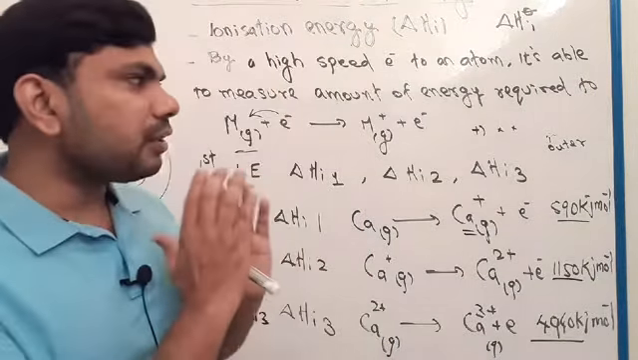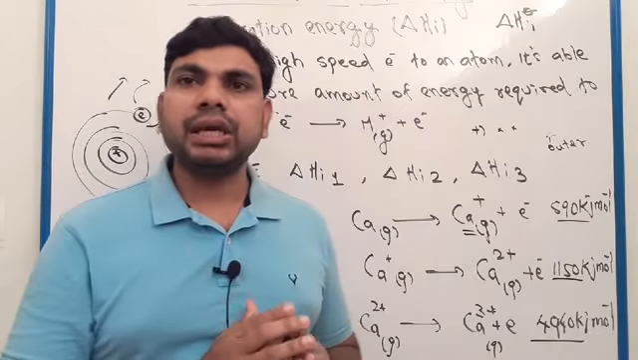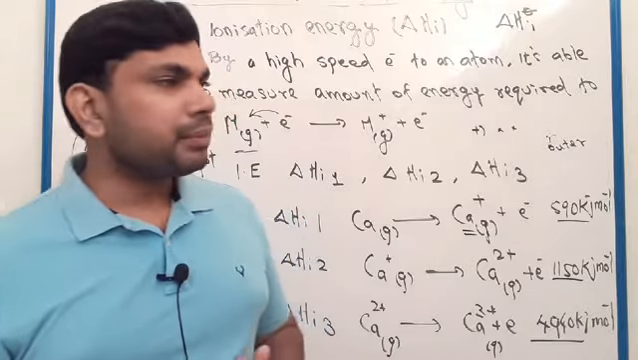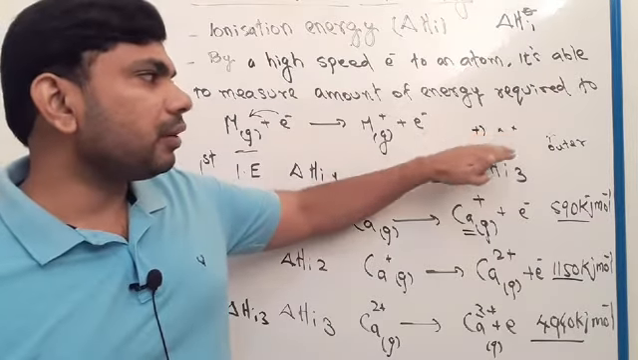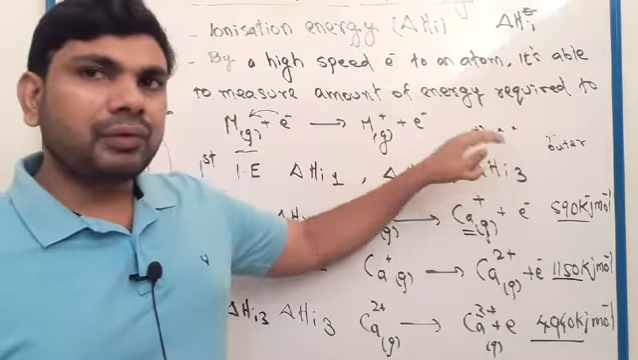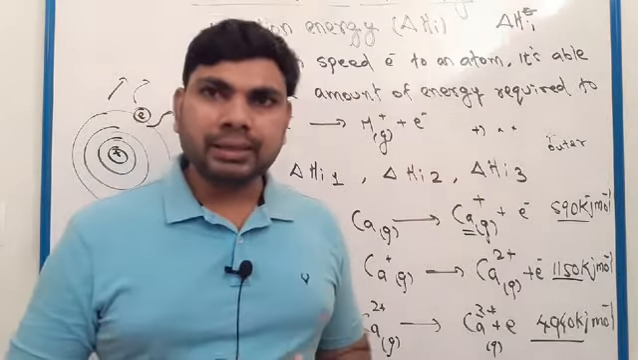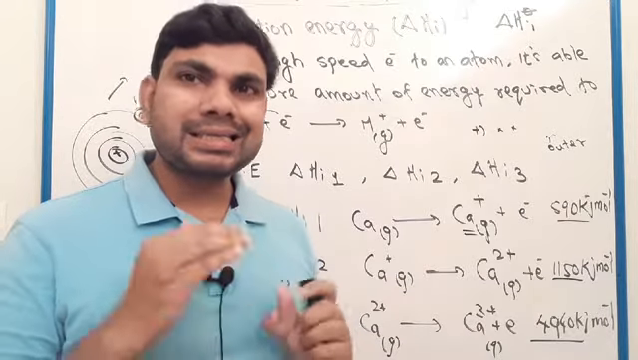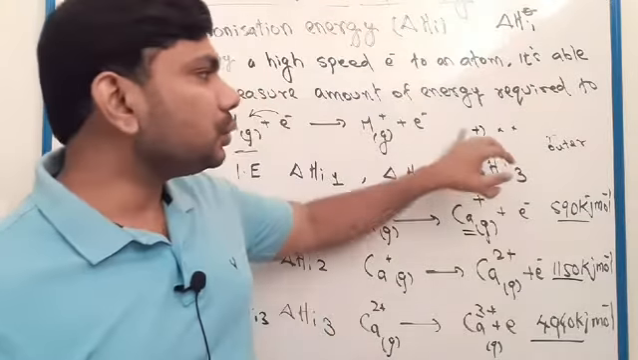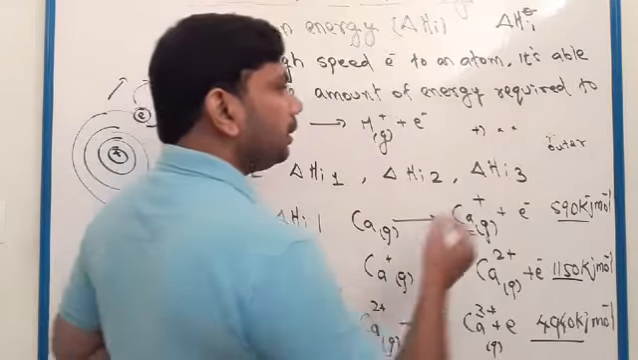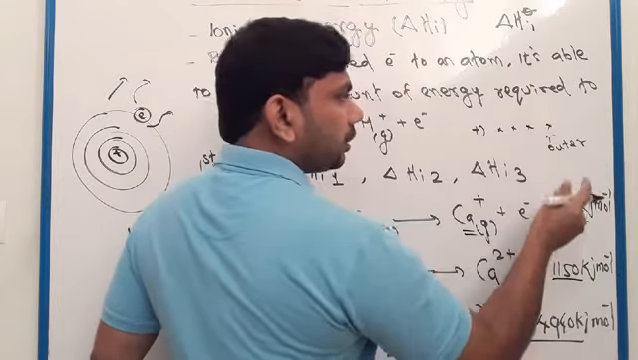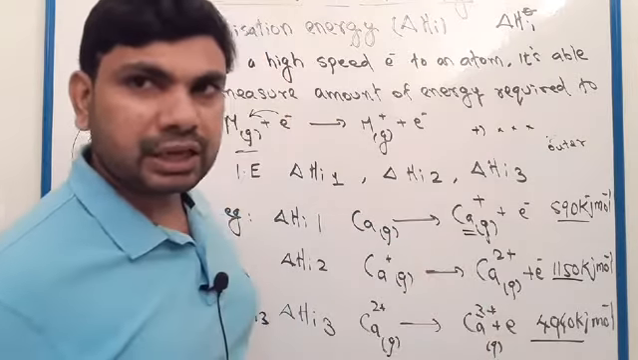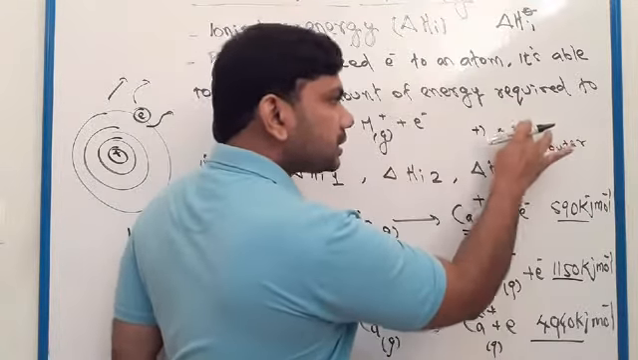This sequence of successive ionization energy is called successive ionization energy. This is step by step removal of electrons. We can remove electrons from an atom by a step process until only the nucleus is left. I showed here, before there were many electrons. We removed this electron, this is first ionization enthalpy. After that we removed this electron.